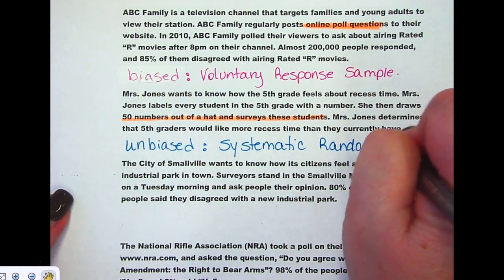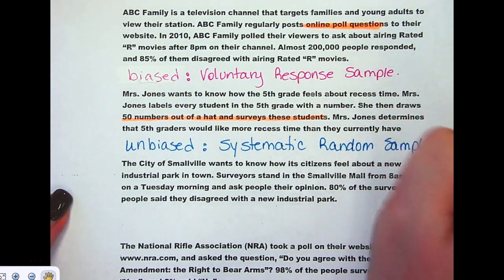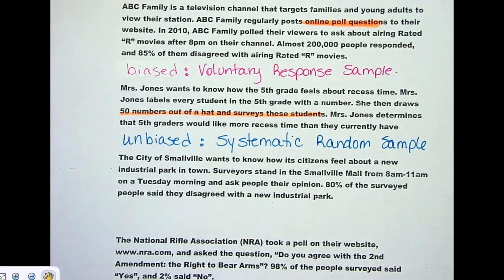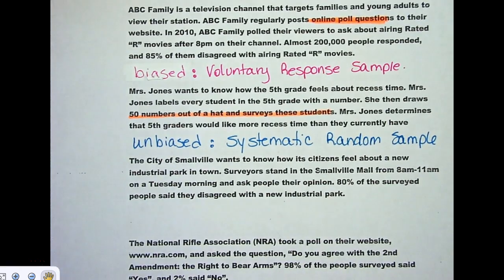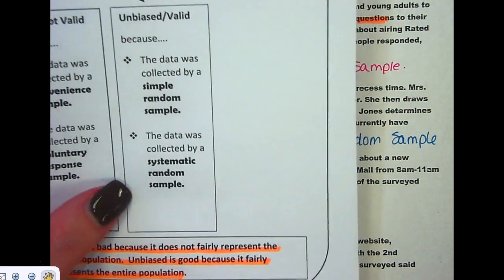Two more. The city of Smallville wants to know how its citizens feel about a new industrial park in town. Surveyors stand in the Smallville Mall from 8 a.m. to 11 a.m. on a Tuesday morning and ask people their opinion. 80% of the surveyed people said they disagree with the new industrial park. Yes? That's unbiased. So they did a simple random sample or a systematic random sample.